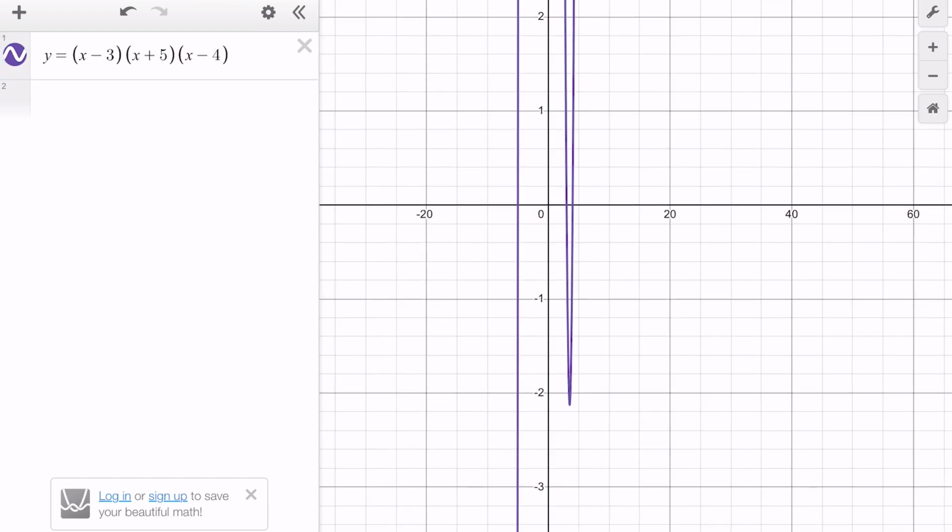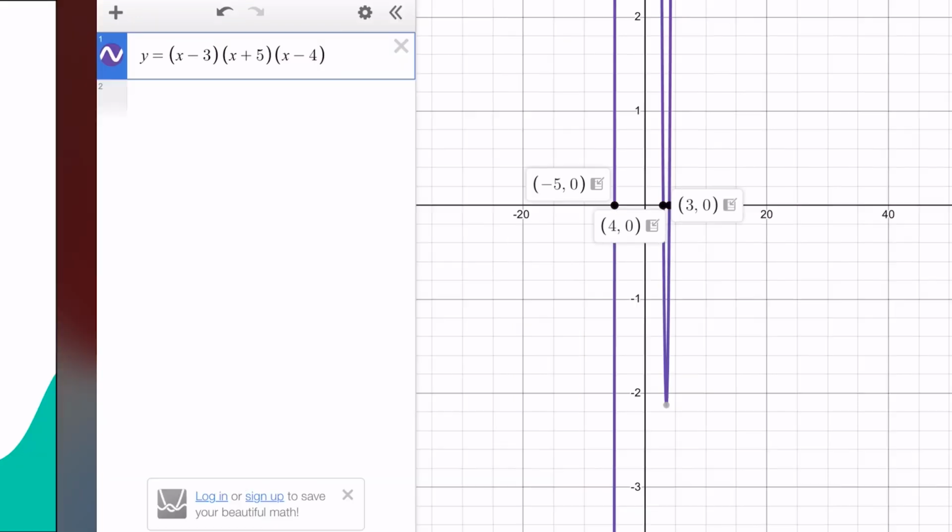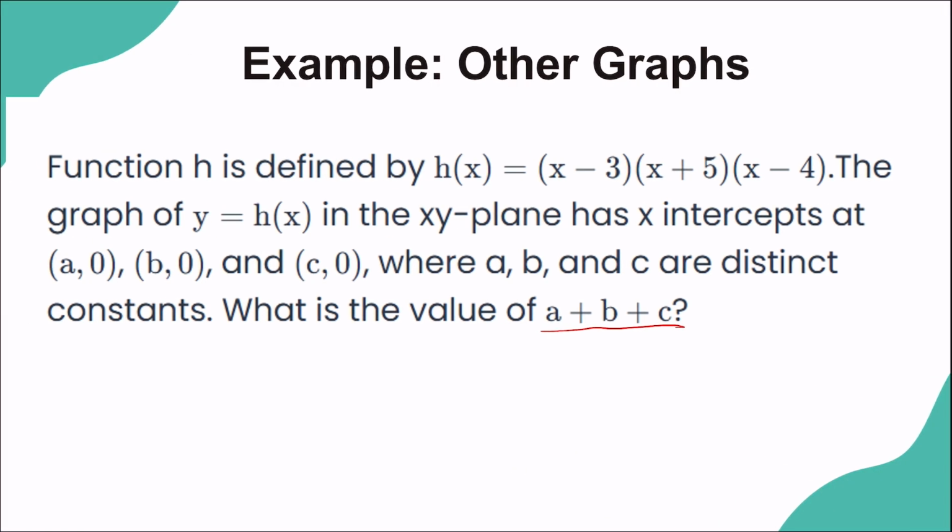So after we've graphed these, I can just click on our graph, and like we've done in other problems, we can see the x-intercepts here are just these little dots. So I can click them: -5, 3, and 4. So I'll go back here, and we'll say A is -5, B equals 3, and C equals 4. And which one I assigned to A, B, and C is a little bit arbitrary, but it doesn't matter because we're just adding them. So -5 plus 3 plus 4 is going to equal 2.